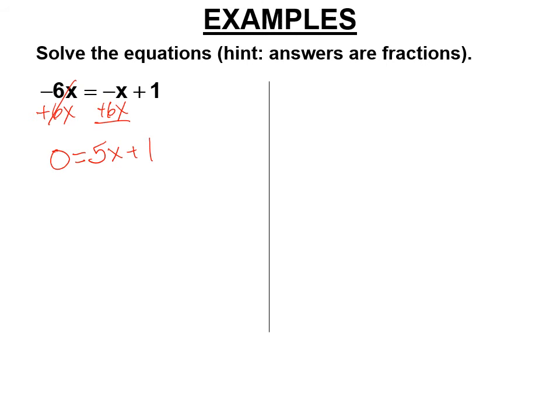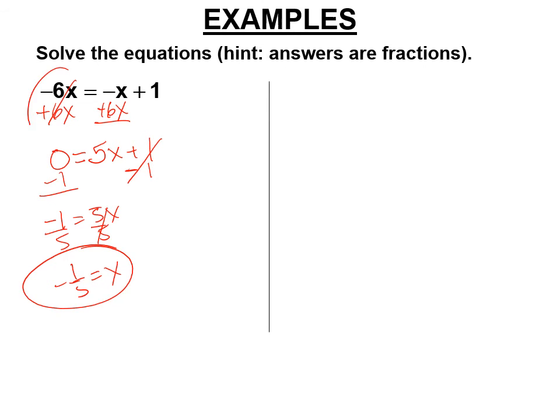This answer is not a fraction because you're going to... oh yes it is a fraction, because you're going to subtract 1 from both sides. 0 minus 1 is -1 equals 5x. Divide both sides by 5. And the answer is -1/5. All right, this problem is there because of fraction answers, but it's also to make sure you understand that that becomes a 0 there.